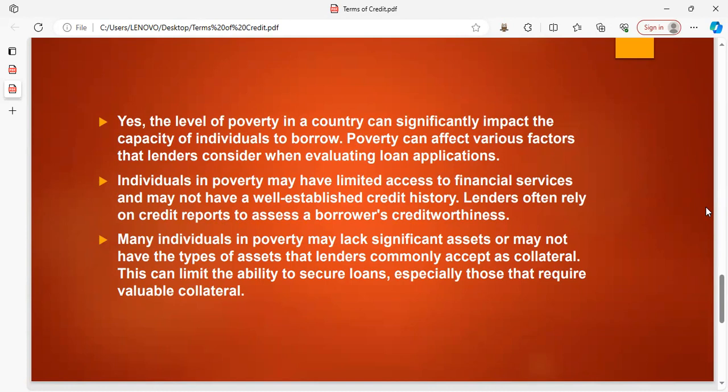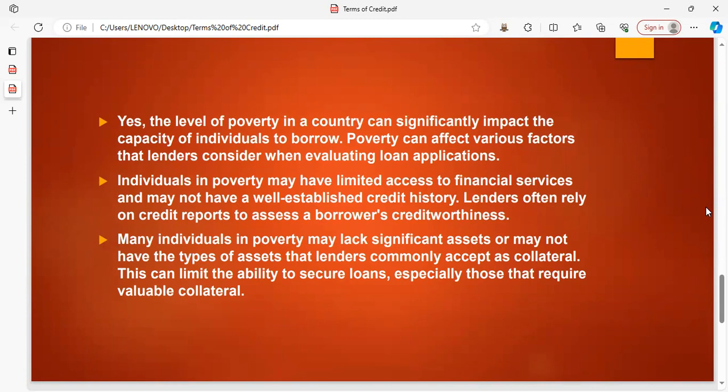Individuals in poverty may have limited access to financial services. Sometimes you are living in a poor condition, you are not educated, you are ignorant, and you will not be able to go to a bank or a financial institution. You are not in a position to go there and get the service. And as you are living in a poor condition and do not have a sound financial background, you will not be confident enough to approach a financial institution.